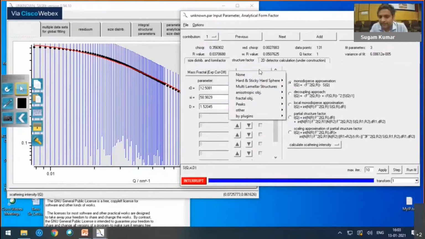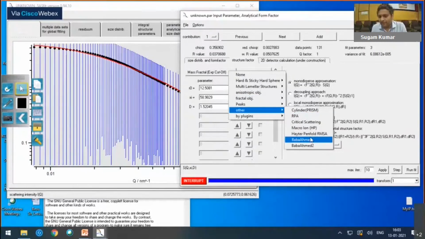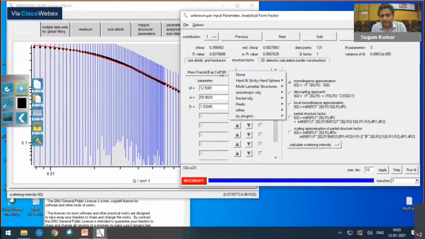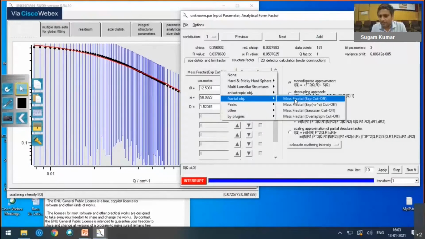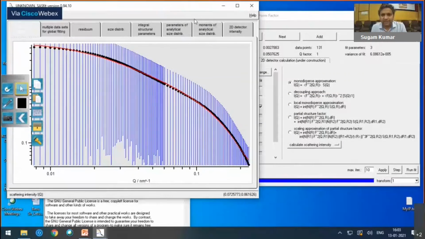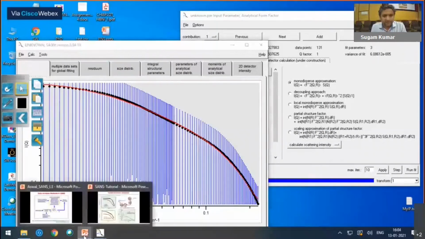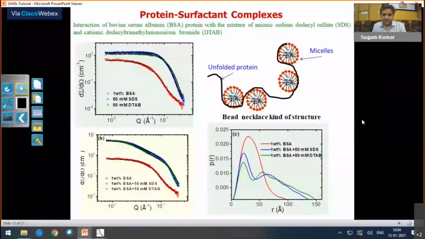So what I discussed are two examples. One is the charged micelles, which are taken care of by this Hayter-Penfold model for the screened Coulomb potential, and the other is the protein surfactant complexes taken care of by this fractal object. So these are the two examples. Just going to next.